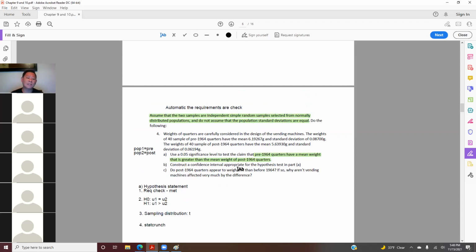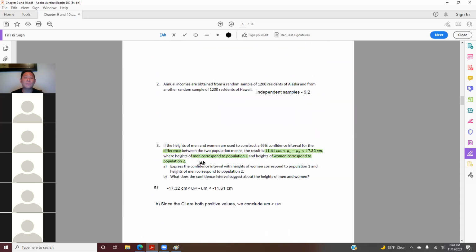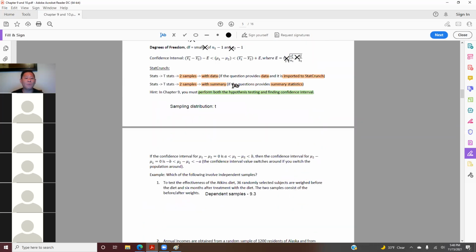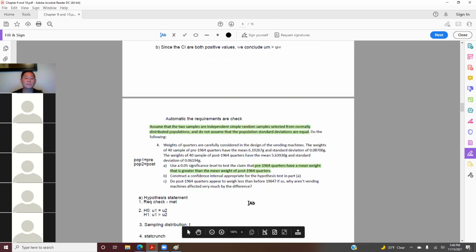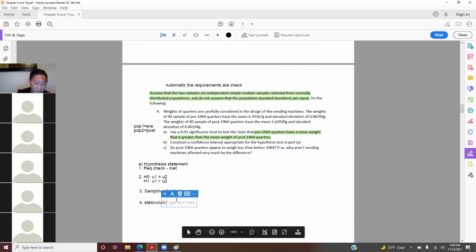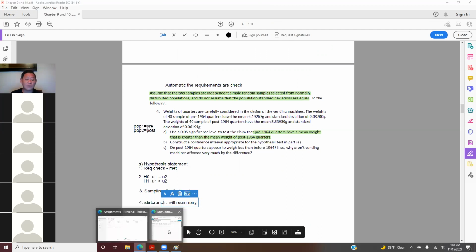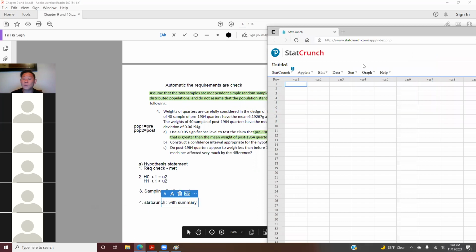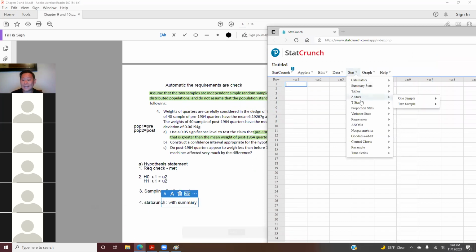Now, since we got two choices, right, is this going to be with data or with summary? With summary. Okay, so this is going to be with summary because the question provides us the mean, the standard deviation, and so on. So you go to your StatCrunch, you go to Stats, you go to T Stats. Now we do two sample with summary. Okay. Last time was proportion stats. Now it's Stats, T Stats, two sample with summary.